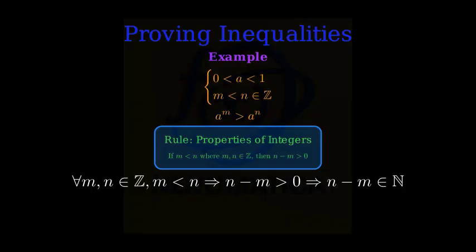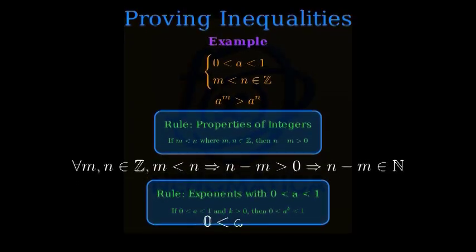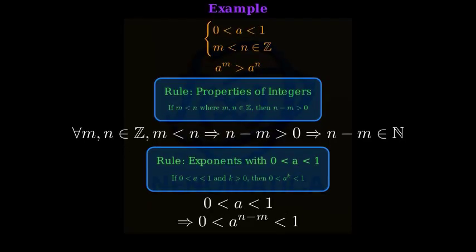Let's look at our initial condition, that 0 < a < 1. Since 0 < a < 1, we can raise a to the power of n minus m, and the inequality still holds. So 0 < a^(n-m) < 1.